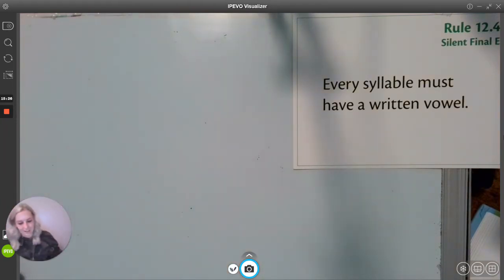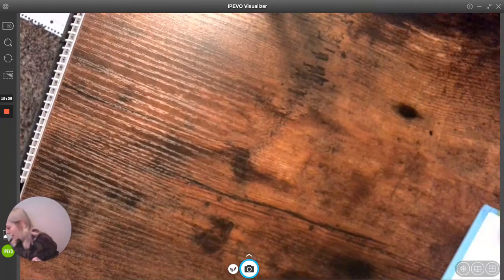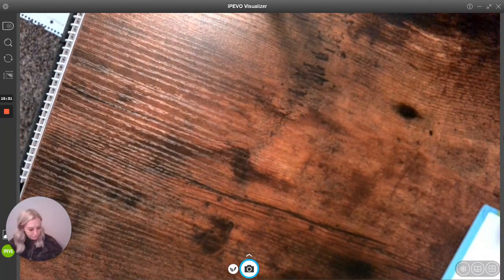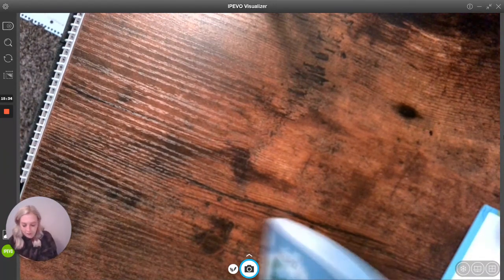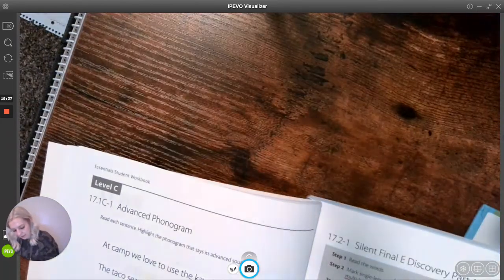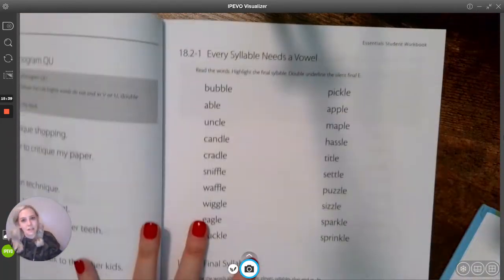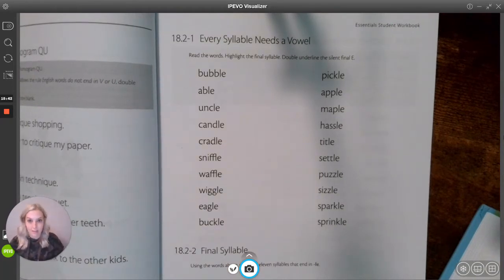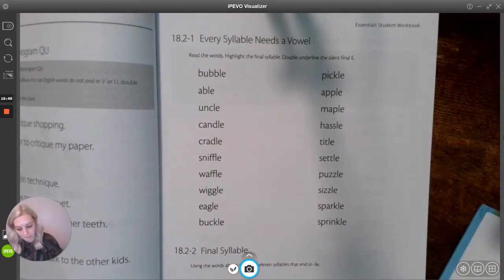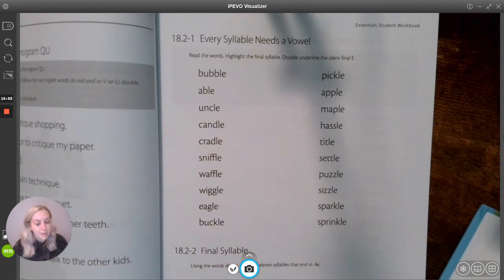All right. Go ahead and get out your workbook. We're going to turn to page 59. It looks like this. Every syllable needs a vowel. So we're going to read the words, highlight or underline the final syllable, double underline silent final E. All right? Let's do the first couple together.